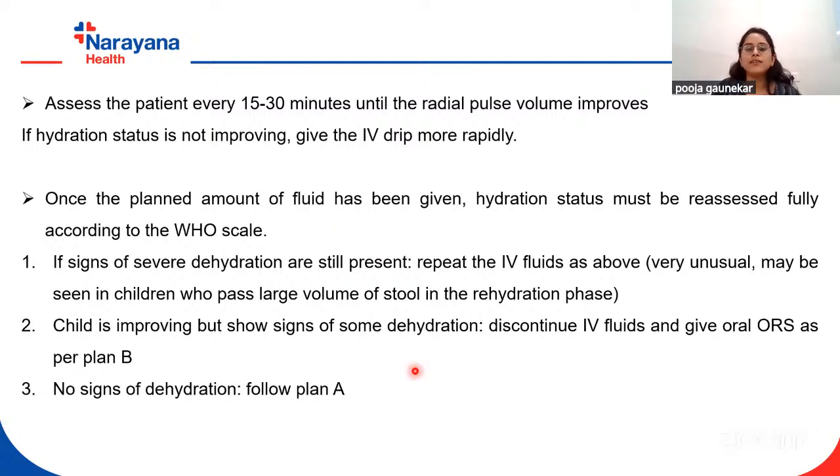If the child has improved, we'll go to plan B or plan A accordingly. If the child is still severely dehydrated, which is very rarely seen but common in a patient with cholera, you will again repeat the IV fluids as per plan C. What can we use for rehydration?